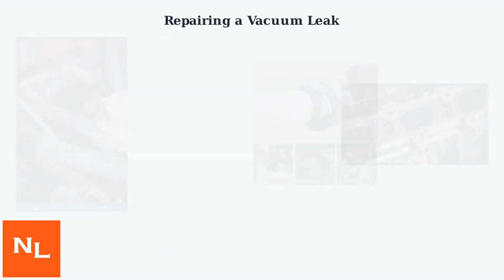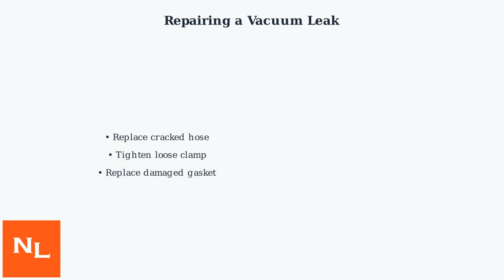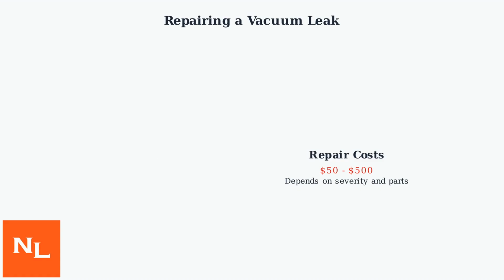Repairing a vacuum leak typically involves identifying and replacing the faulty component. Common issues include cracked hoses, loose clamps, or damaged intake manifold gaskets. Repair costs vary based on the severity of the leak and the parts required. Simple hose replacements may cost around $50, while more extensive repairs involving gaskets can reach $500.